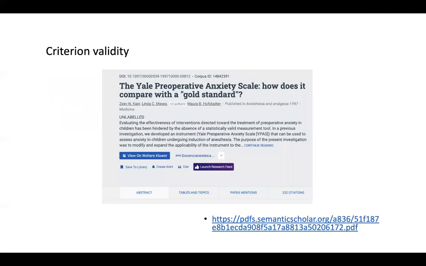So we had an article that was published. This was actually before I got there to be there on faculty. So our criterion was, how did the YPAS compare to another test that we know measures anxiety? And so you're comparing the YPAS to a known true measure of anxiety. And that gave you criterion-related validity for the scale.